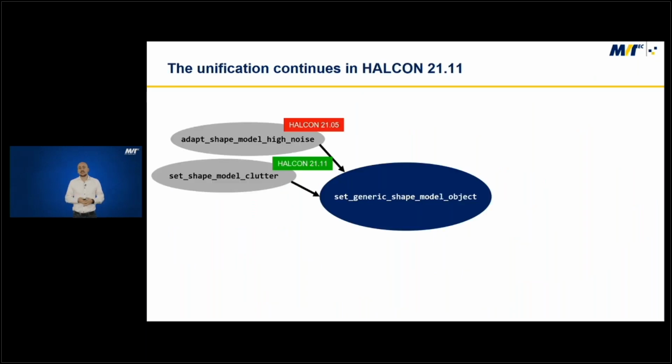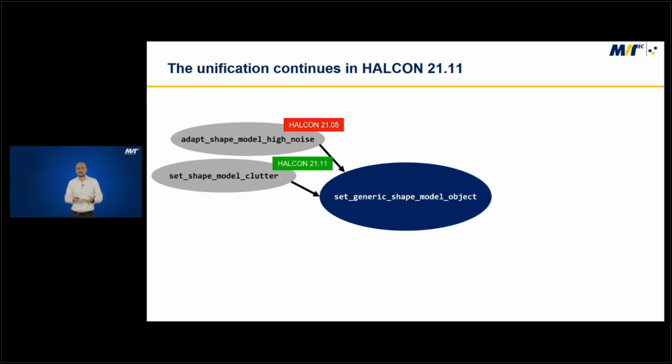And yes, the unification continues in Halcon 2111. With 2105, we already added the functionality of adapt shape model high noise into this generic shape model context. And now we added also the functionality of the clutter to this generic shape model. Some of you now might wonder, what is he talking about? What does he mean with clutter?